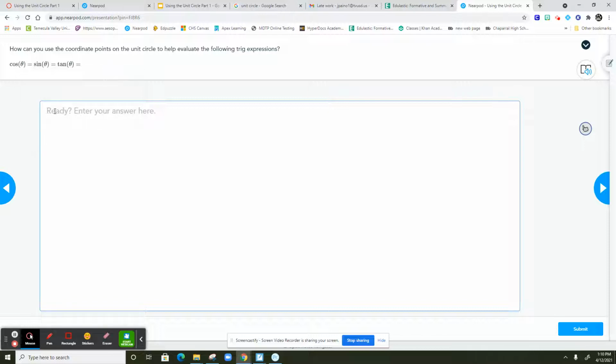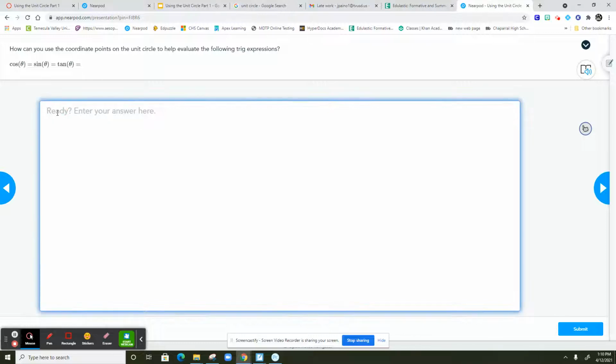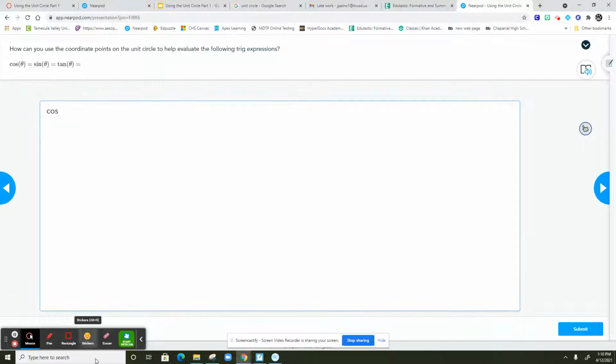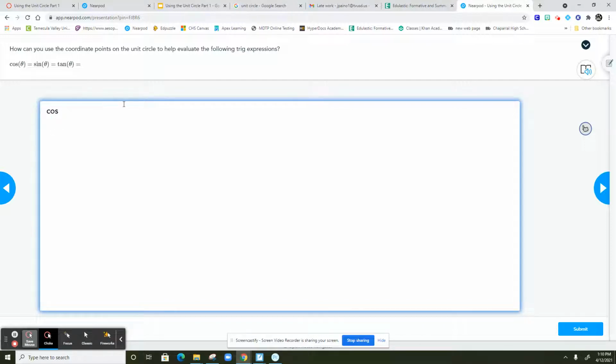Well, cosine theta. I guess I can't really type in theta here. It does not look like it gives me math symbols here. So cosine, we'll call it x for now. Cosine of x. I can't do that.